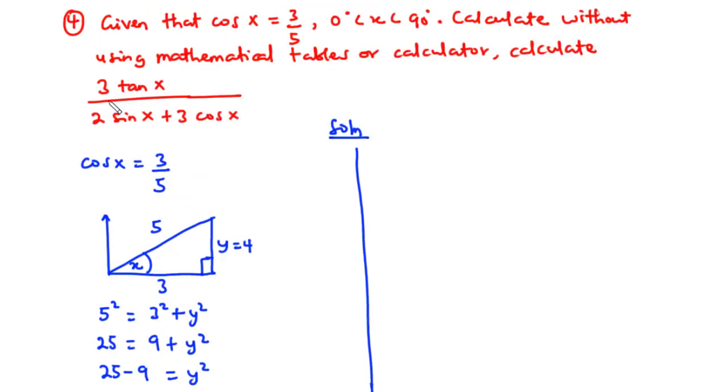Now since we have sine x and then tan x in here, let's find the values of sine x and tan x respectively. So we have sine x, sine is opposite over hypotenuse. So opposite is 4, hypotenuse is 5, and then tan x. Tan is opposite over adjacent. So we have the opposite to be 4 and the adjacent to be 3. So that is 4 over 3. And then we have cos x to be 3 over 5.